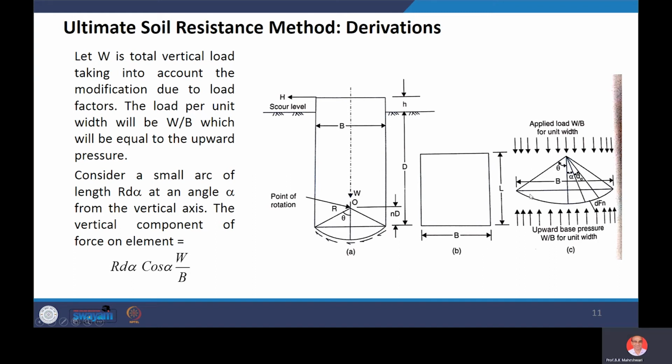And then what is shown here are the forces acting from the applied load, which per unit width will be W divided by B, where B is the width of the well foundation, and the upward base pressure for unit width is also the same. So here W is the total vertical load, taking into account the modification due to load factors. The load per unit width will be W by B, which will be equal to the upward pressure. Considering a small arc of length at an angle alpha from the vertical axis, the vertical component of force on the element is given by this relation, R d alpha cos alpha W by B.